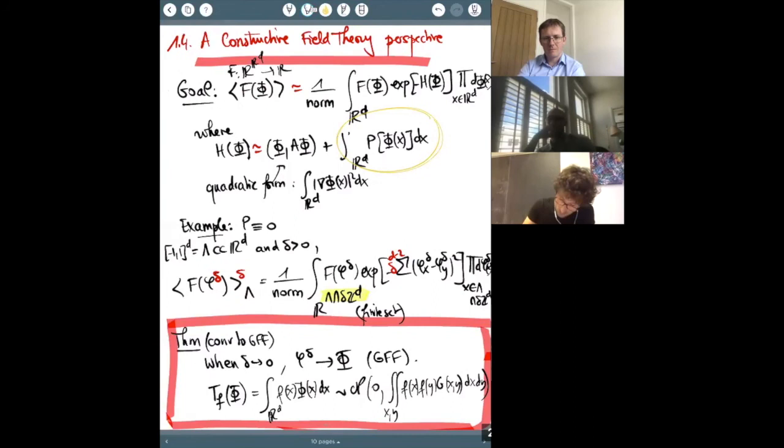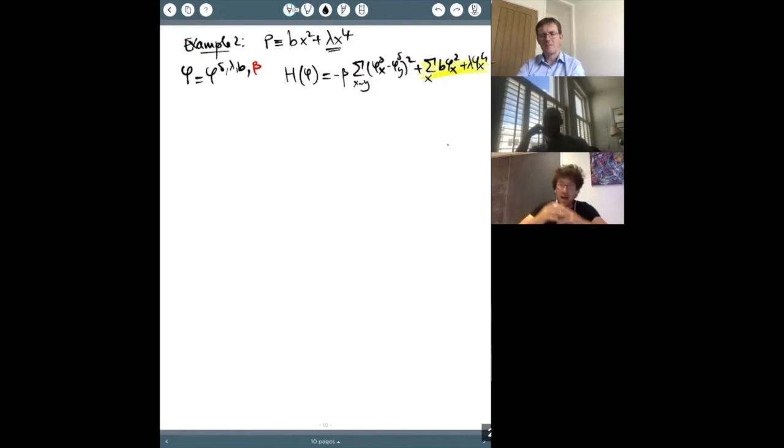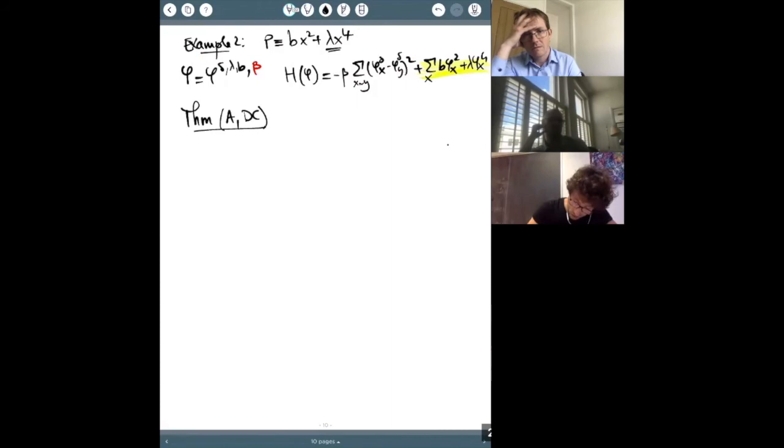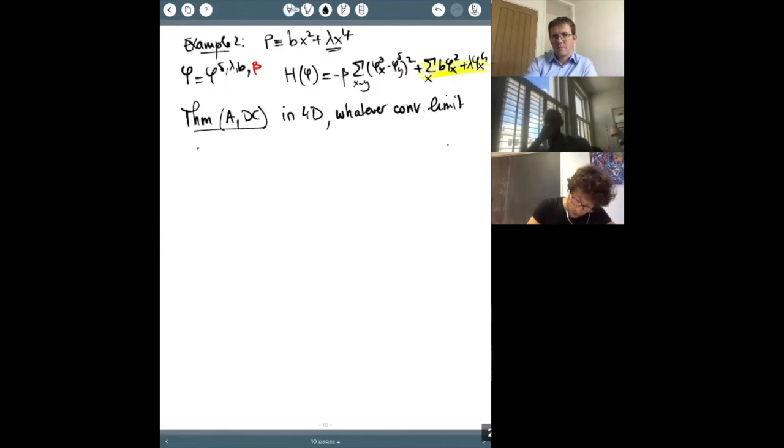Okay? And you can ask the same thing. If I take a limit when delta tends to zero, what can I get? It's interesting because you see it's kind of a larger family of models, and you can take whatever limit you want. Well, the theorem by Michael and myself is that in 4D, any converging limit of a sequence of the form delta_n, lambda_n, b_n, beta_n, any limit is necessarily Gaussian. So I'm not saying it's a Gaussian free field, but I'm saying it's necessarily a Gaussian process.